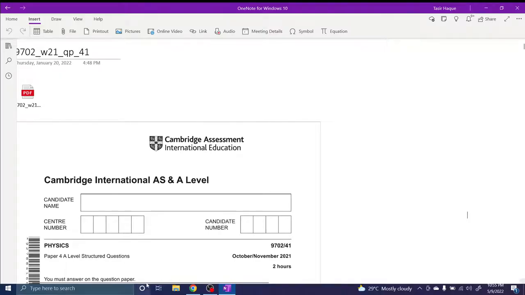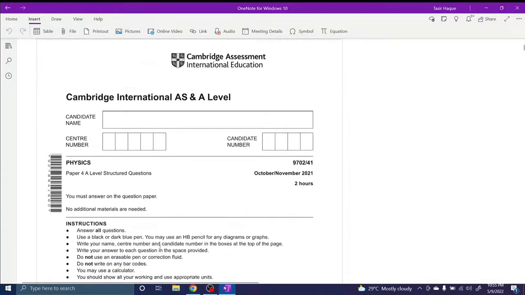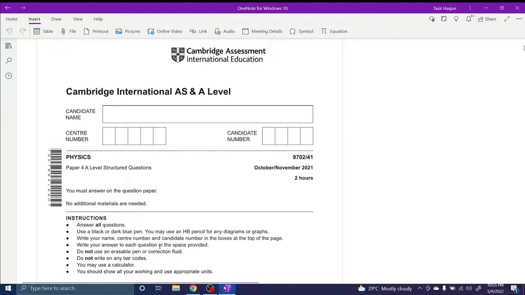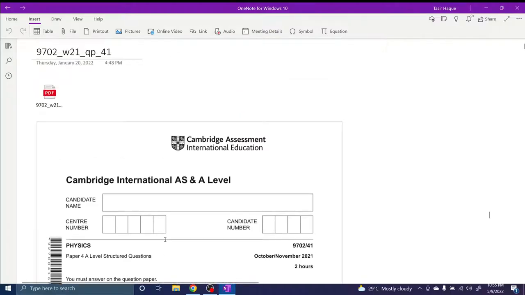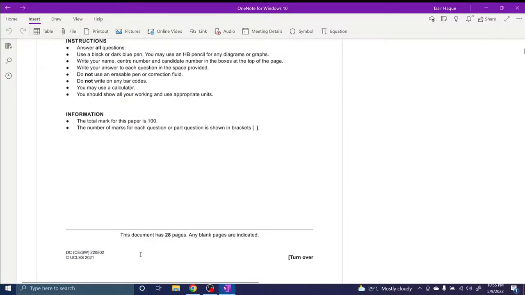Okay, so this is physics 9702, variant 41/43, October-November 2021. This was also quite difficult, just like October-November 2021 variant 42. That was more difficult though. 4-1 is a bit easier. Let's begin.